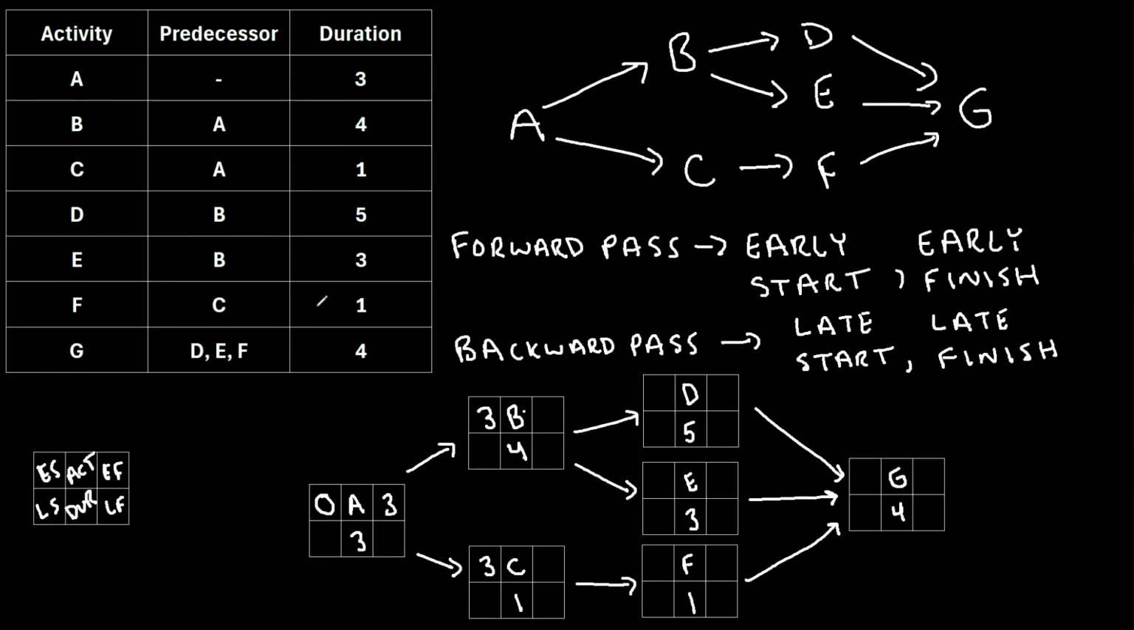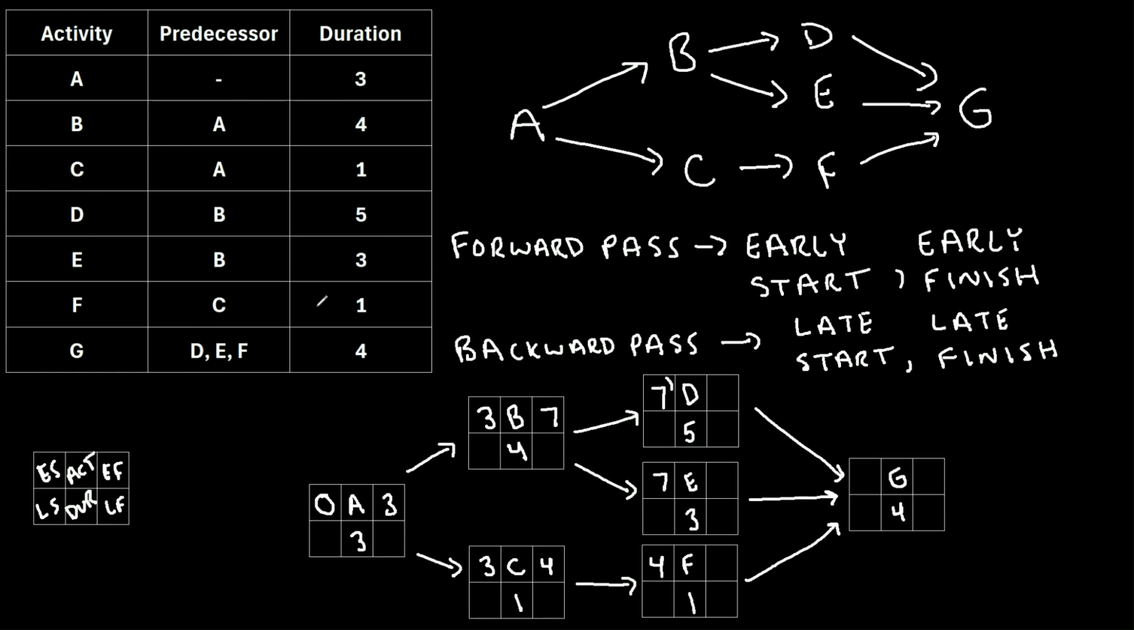And then similarly, the early finish for activity B is going to be 3 plus the duration of 4, which is 7. And for activity C, we do 3 plus the duration of 1, which is 4. So again, we'll take this 7, the early finish of activity B, and we'll place it into the early start position of the activities that it leads into. And similarly for activity C, we'll take this 4, this early finish, and move it into the early start of activity F. And then we'll repeat the process again.